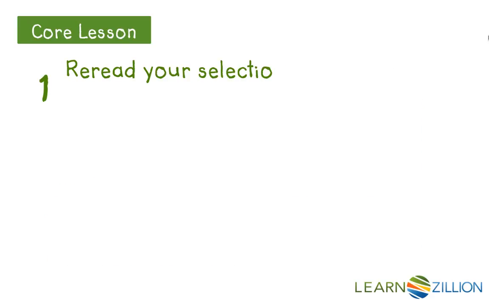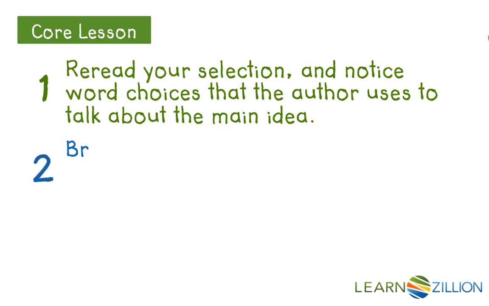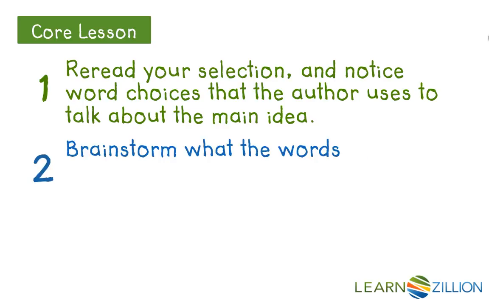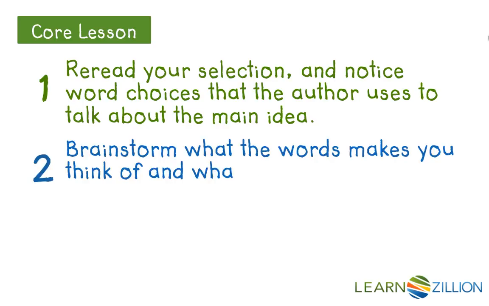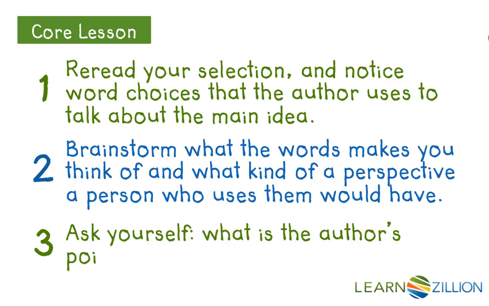So step 1 is to reread your selection and notice word choices that the author uses to talk about the main idea. Step 2 is to brainstorm what those words make you think of and what kind of a perspective a person who uses them would have. Step 3 is when you ask yourself, what is the author's point of view?